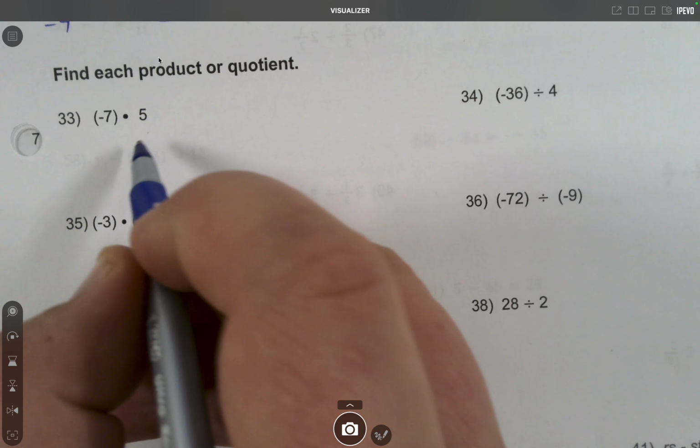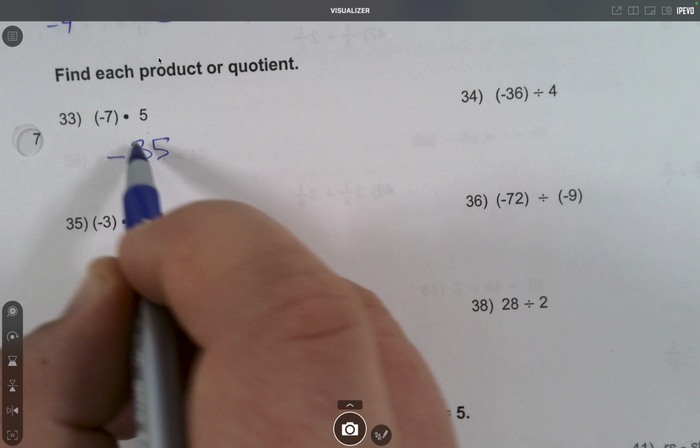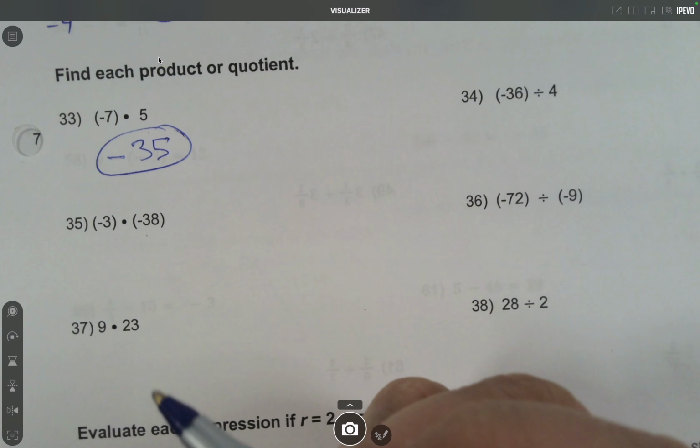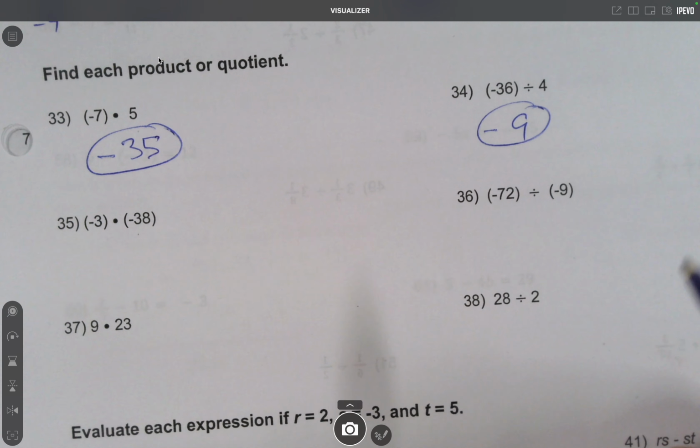So 7 times 5 is 35. We have a negative and a positive, so our answer is negative 35. 36 divided by 4 is 9. The signs are different, so our answer is negative.